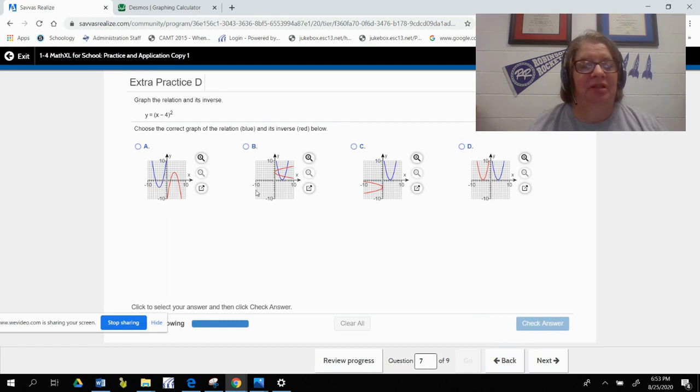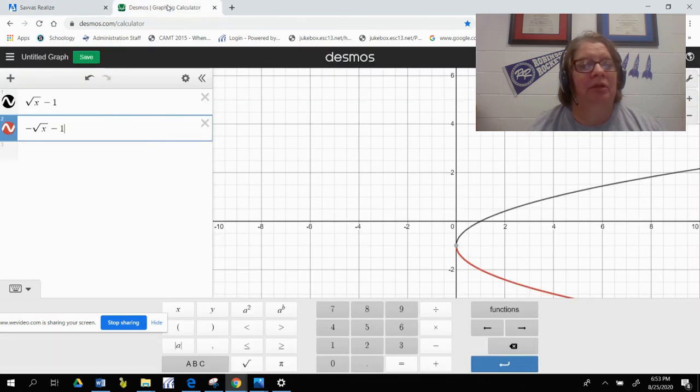Graph the relation and its inverse. You can graph this one, x minus 4 squared. Now we know that a relation and its inverse are going to be reflected over the line y equals x. We know this is a parabola. Let's look at that one, x minus 4 squared.